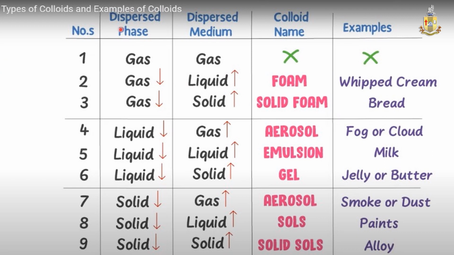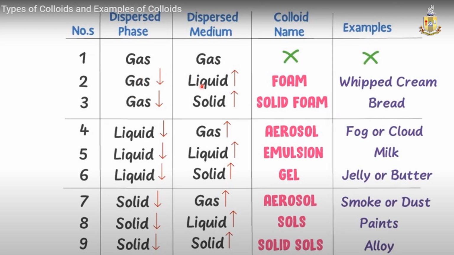This classification is based on the phase in which the dispersed phase exists and the state of matter in which the dispersion medium exists. If the dispersed phase is a gas and the dispersion medium is also a gas, they form a homogeneous mixture. No matter how many gases there are, they form a homogeneous mixture. So they do not come under the category of colloid.